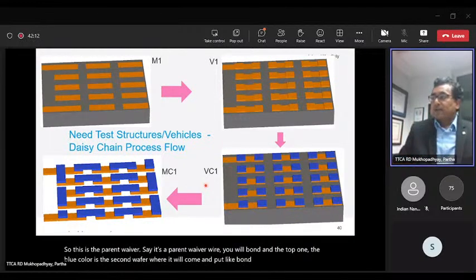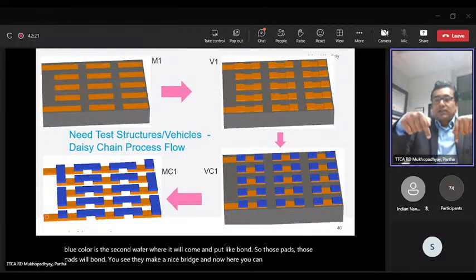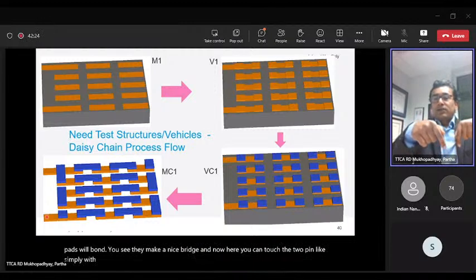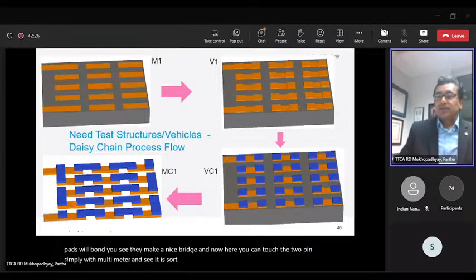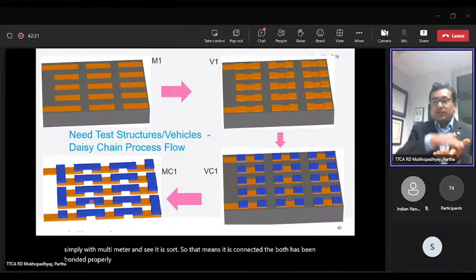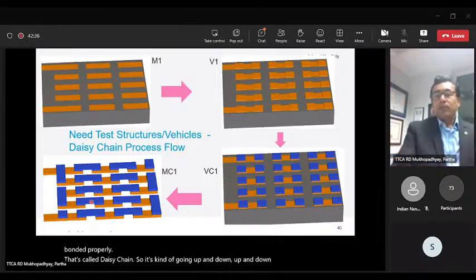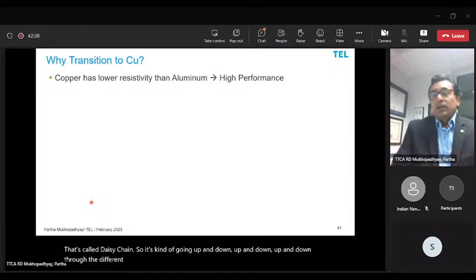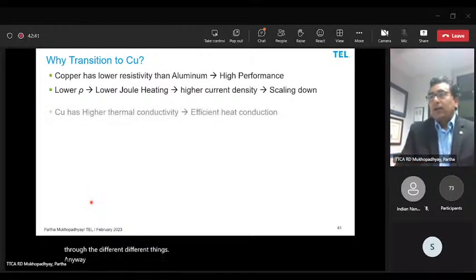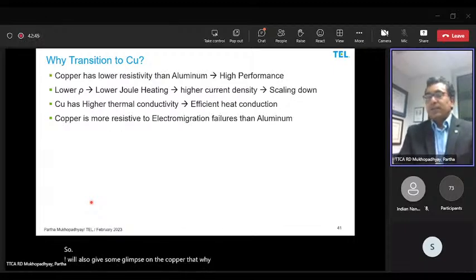So those pads will bond. You see, they make a nice bridge. And now here you can touch the two pins simply with a multimeter and see, well, it is short. That means it is well connected. Both have been bonded properly. That's called a daisy chain. It's kind of going up and down, up and down, up and down. Anyway, I will also give some glimpse on copper.